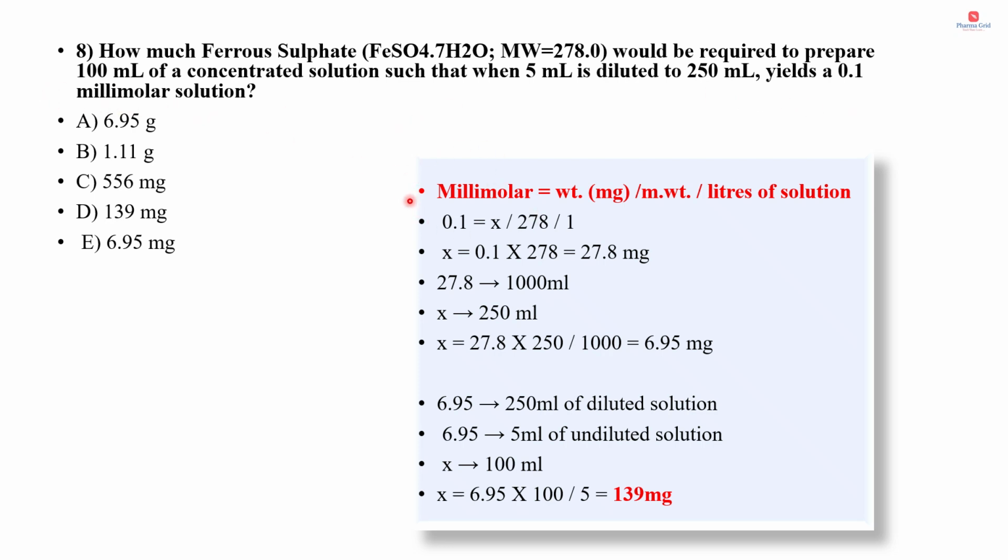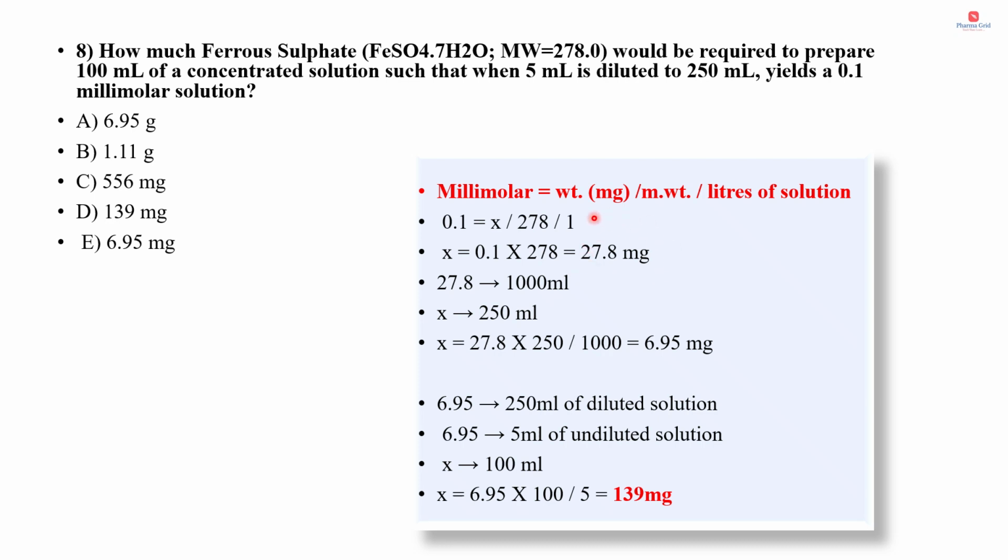So the equation to find the millimolar concentration is weight in milligram divided by molecular weight per liter of the solution. So the strength of the millimolar solution we know, it is 0.1, and the weight in milligram we don't know, take it as x, divided by molecular weight 278 per liter, liter is 1. So substitute all these values in this equation and find out x. x is equal to 0.1 into 278, that is equal to 27.8 milligram.